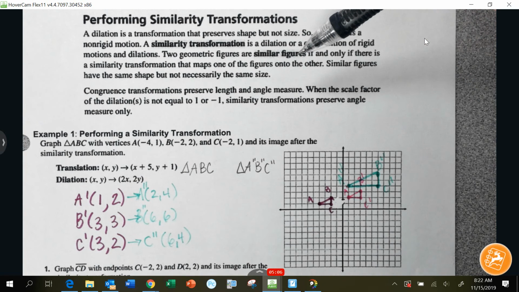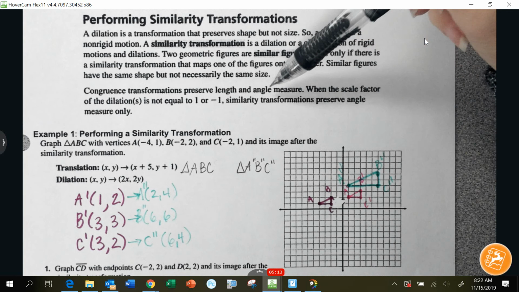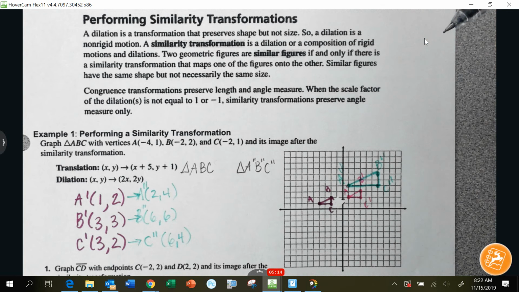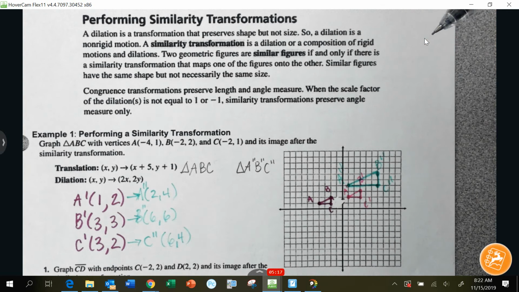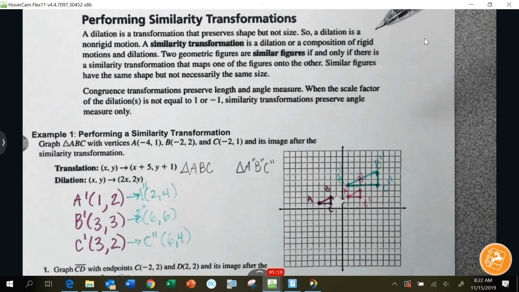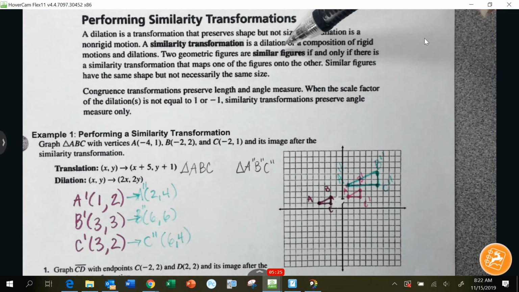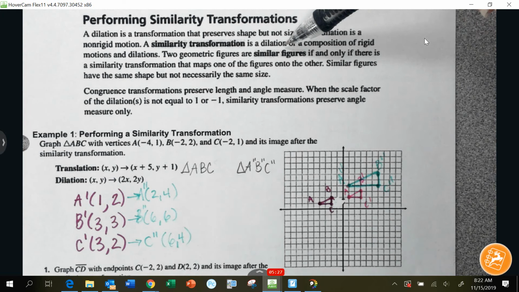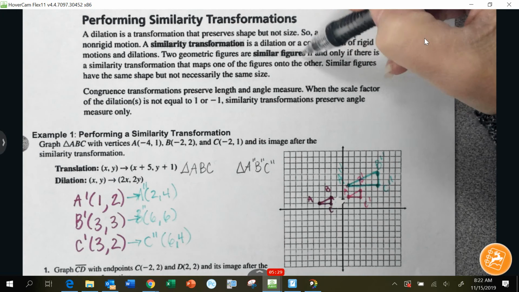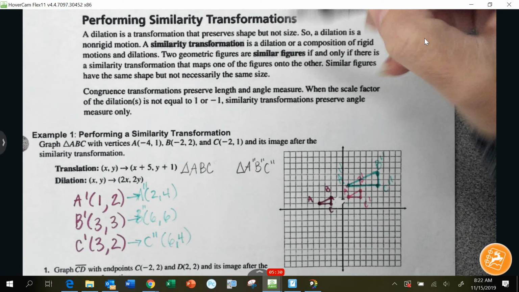Are they congruent? Congruent relations preserve length and angle measure. Are they congruent? What are they? They are similar. See with this word right here, similar figures? They are similar.